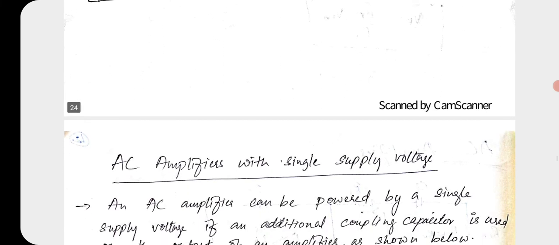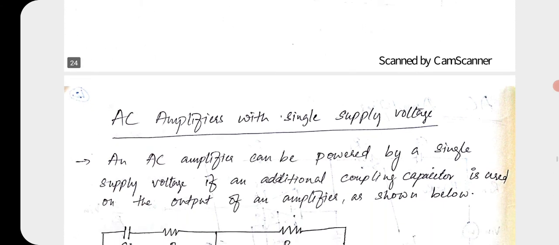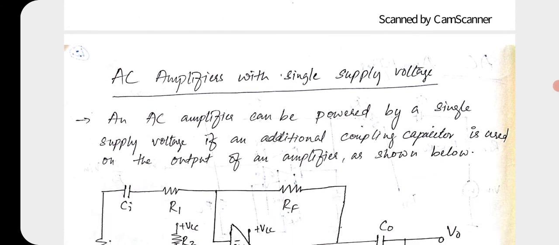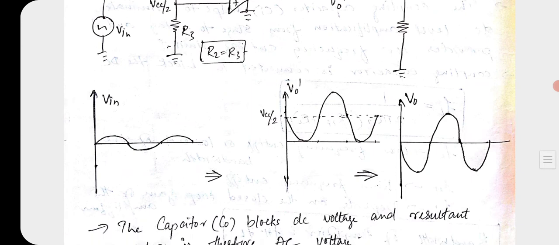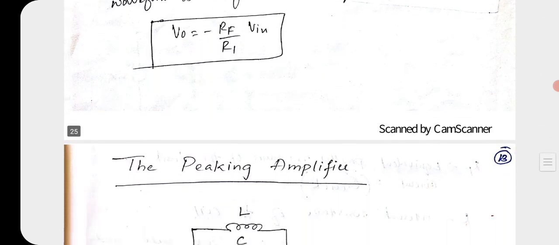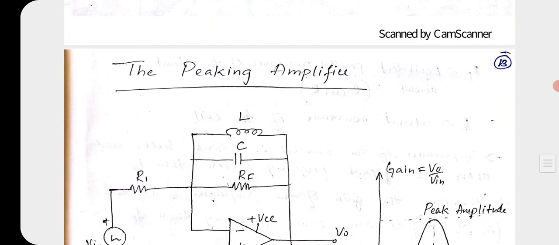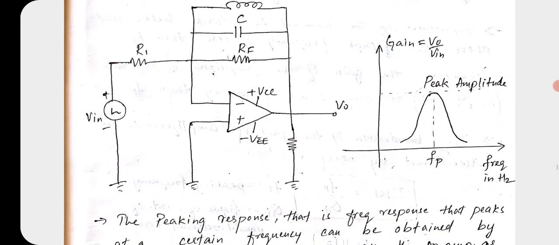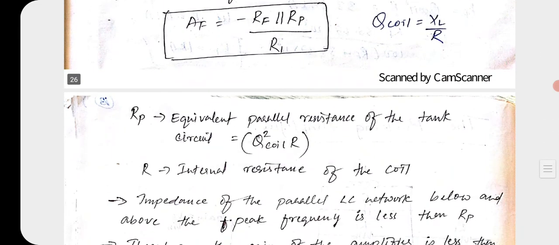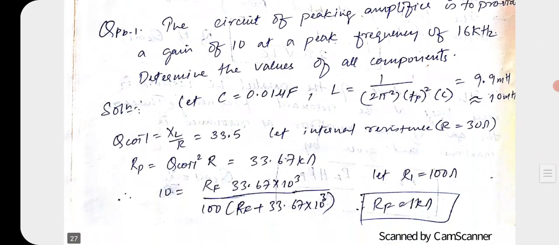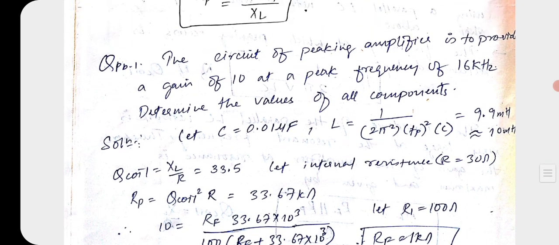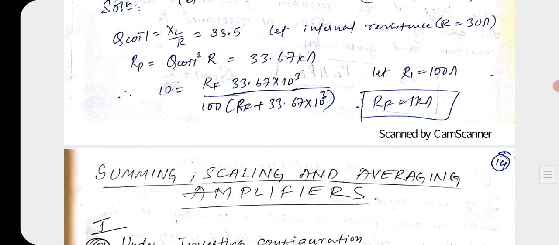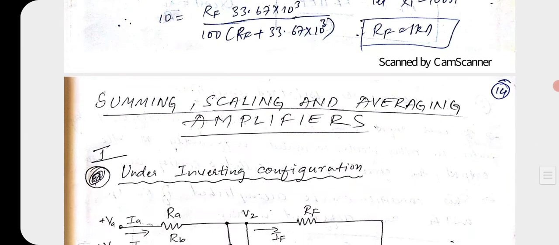This topic is there in your notes but not in your syllabus. Don't study this. AC amplifiers with single supply voltage are not part of your syllabus. Peaking amplifier is also not part of your syllabus. Don't study this. It was there earlier. Yeah, this topic is there. I'll make another video for this.